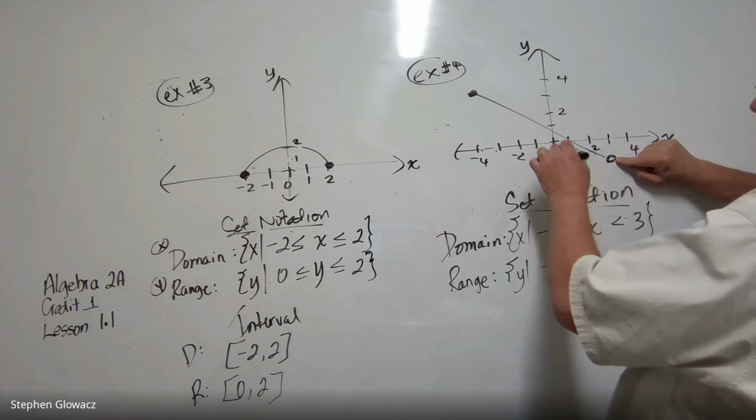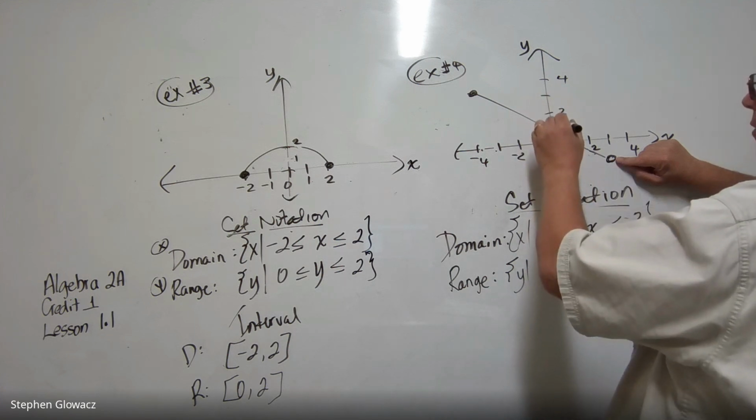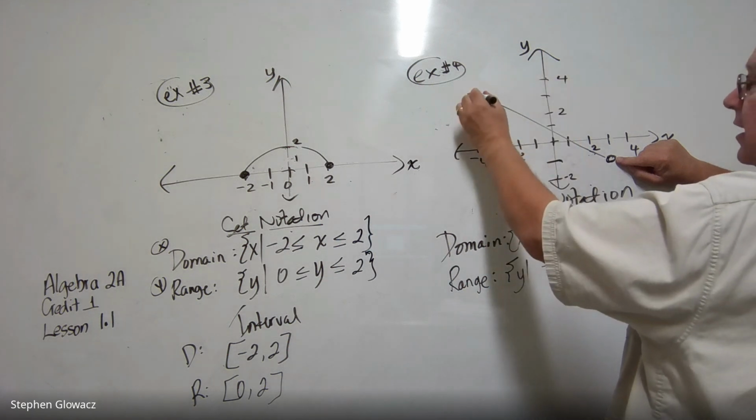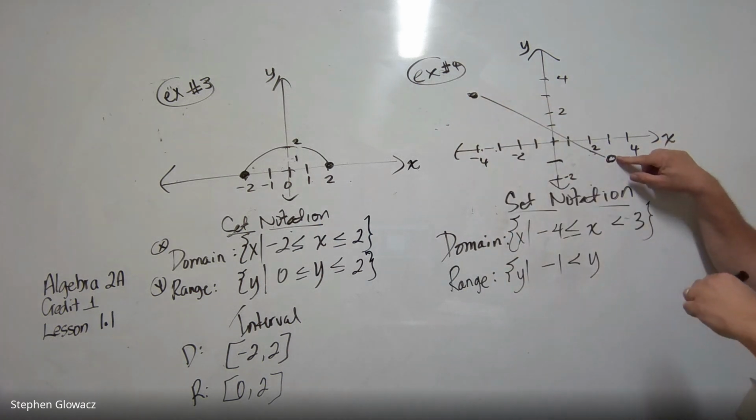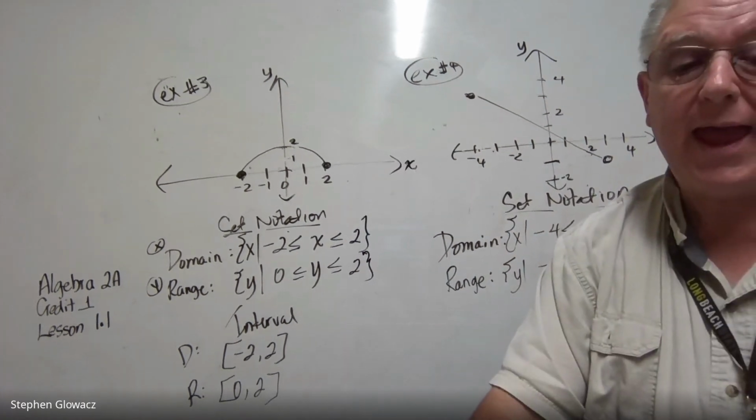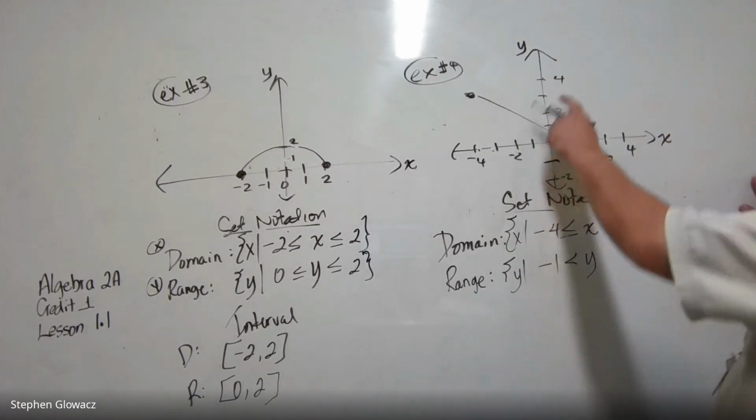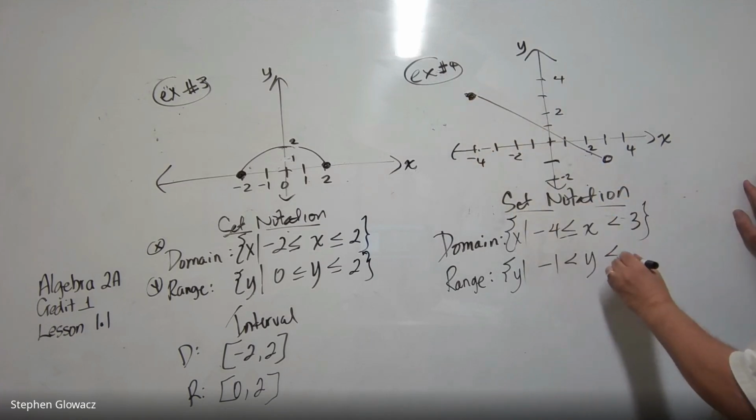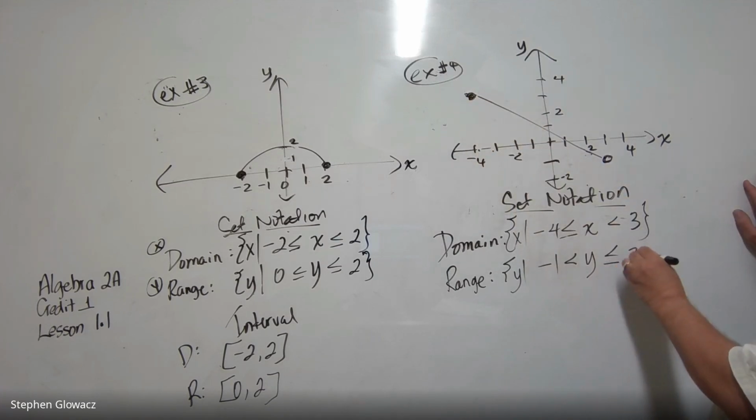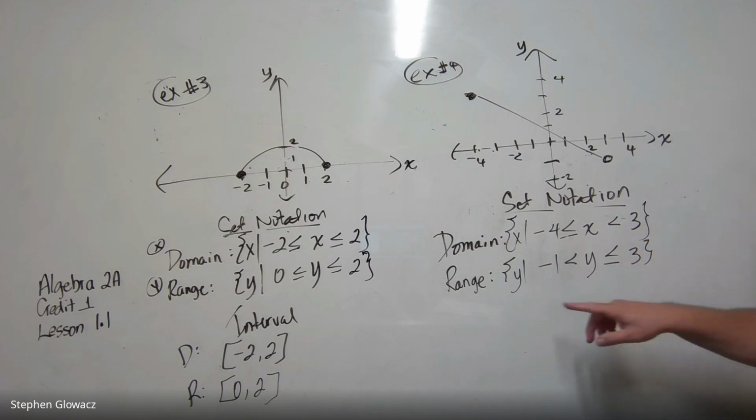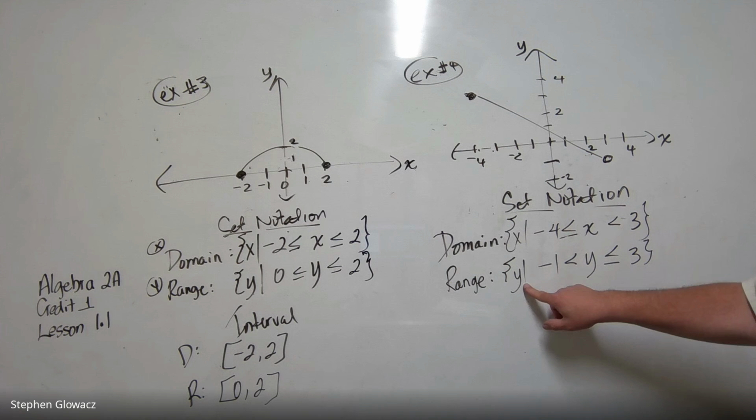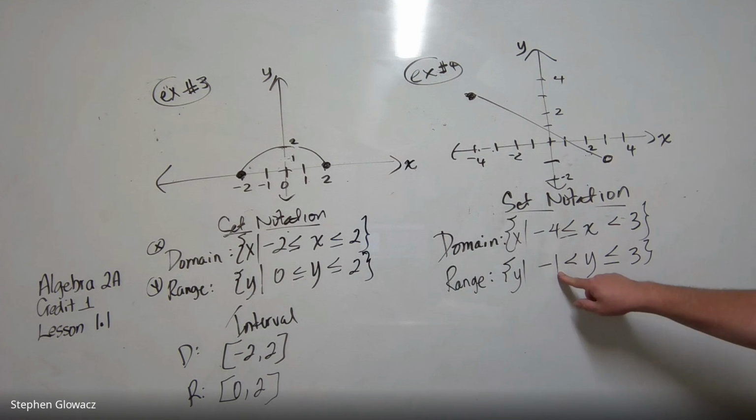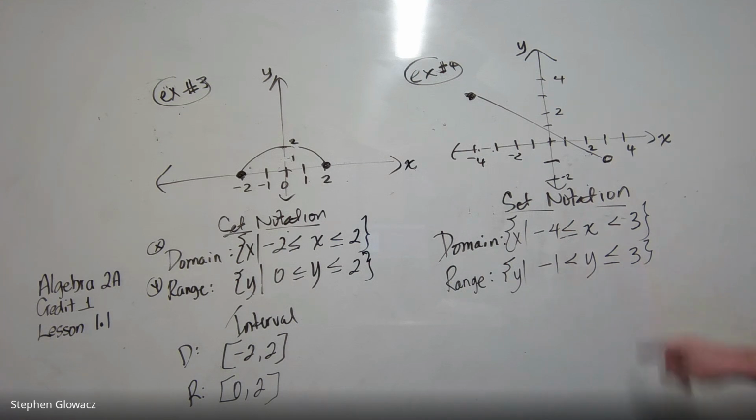And then we go all the way up to 1, 2, well, this is 4, so this would be 3 right here, so +3. And so up to +3 and including +3, because we have a solid dot there, or a shaded in dot. And so the way we would read that, the range is the set of all y such that y is greater than -1 and less than or equal to 3.